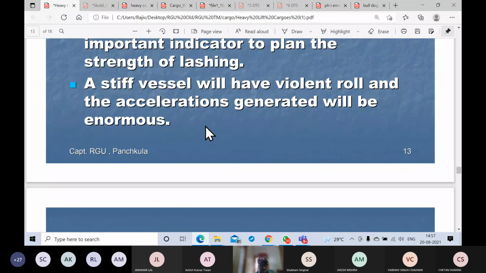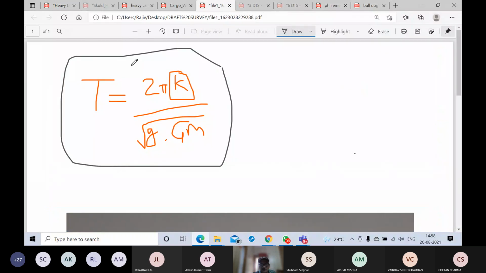Stiff vessel. Same vessel loaded with timber deck cargo, GM becomes about maybe 0.8, 1 meter something, and roll period is something like 14 to 15 seconds. It becomes a tender vessel. This is why I say you will have to keep into account that your time period is calculated or taken into account before you calculate the amount of lashing and the strength of lashings.